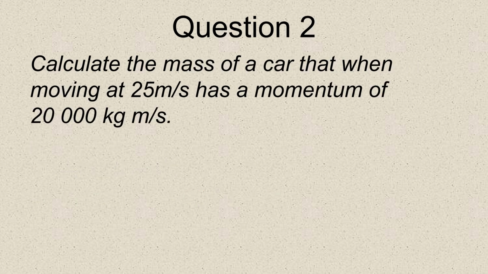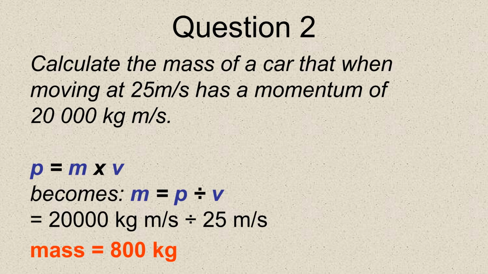Next, let's calculate the mass of a car moving at 25 meters per second with a momentum of 20,000 kilogram meters per second. Starting with P equals m times v, we rearrange it to find mass: m equals P divided by v. So 20,000 kilogram meters per second divided by 25 meters per second gives a mass of 800 kilograms.